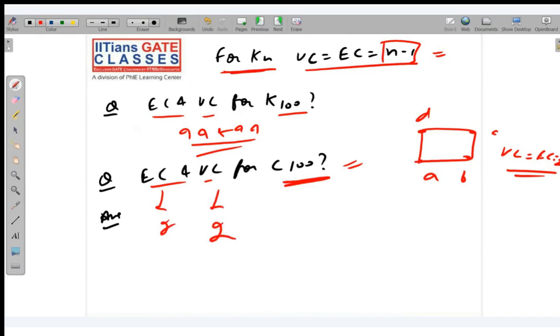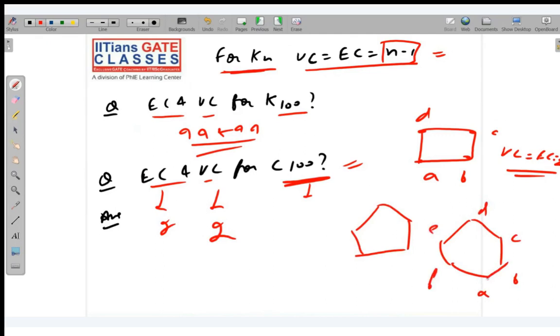Any doubt? C100 means a cycle with 100 vertices. You can check like this, any way. A, B, C, D, E, and F. So you remove A and D, okay, game is over. Or you remove A and C. I think it is very simple.